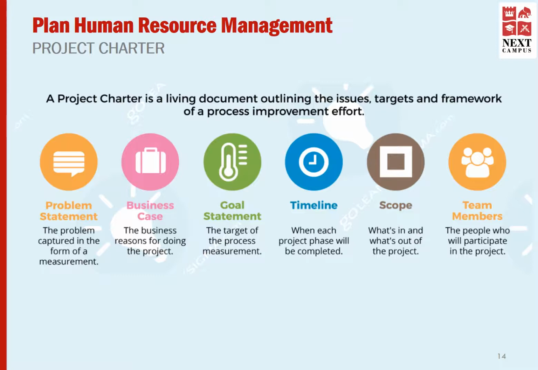The fifth parameter that we are looking at is a scope. What's in and what's out of the project. It's important that we have a clear agreement on the scope that we are going to work on. Lastly, team members. The people who will participate in the project will need to be decided and agreed so that we can do the necessary arrangements to make these people available for your project.